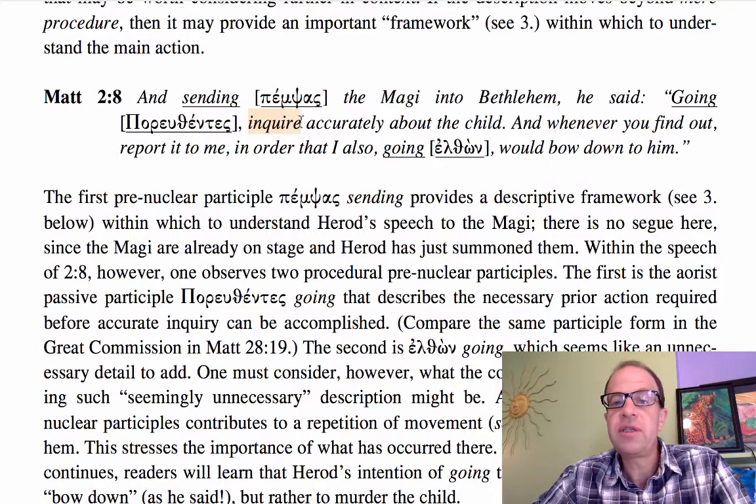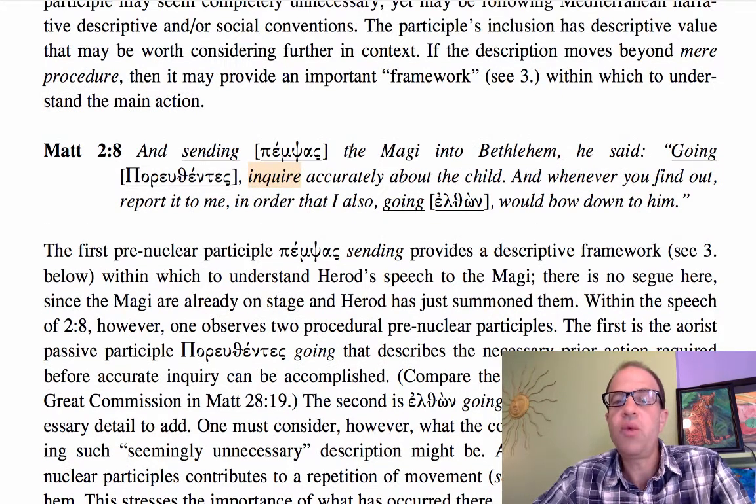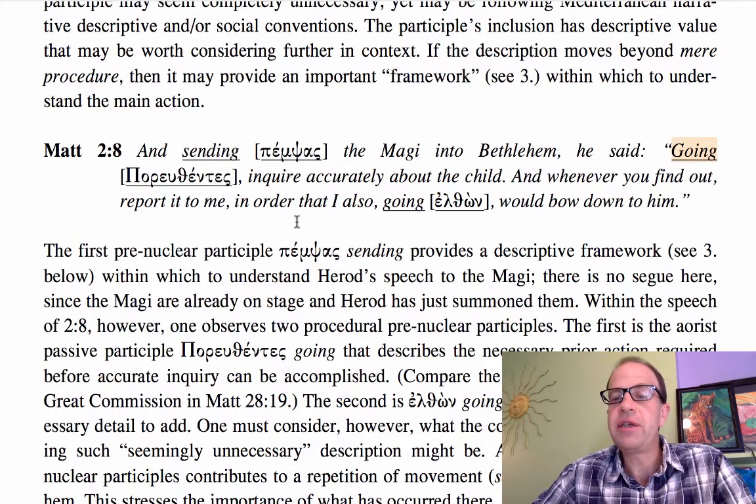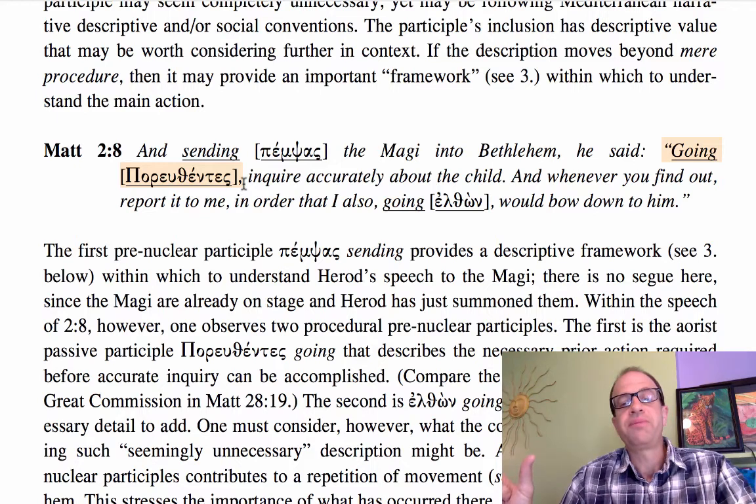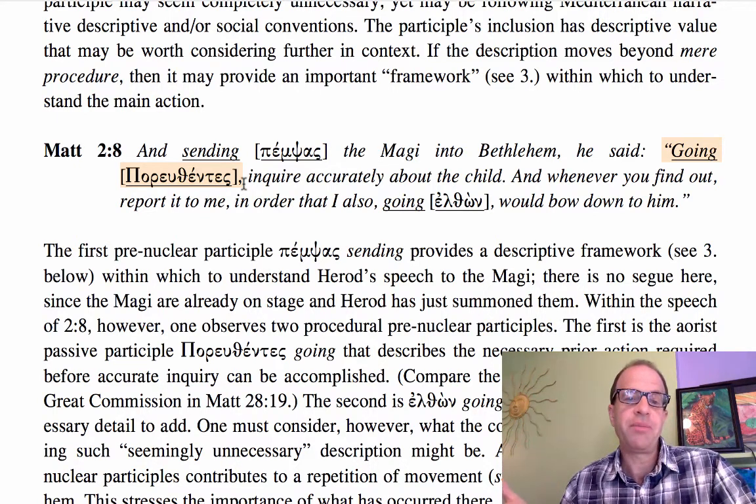So really, this is Herod, and he wants to inquire about the child. That's the main idea. And yet we get this participle, which means going. It really doesn't seem necessary. He could have just said, "Hey, inquire accurately about the child." Instead, he adds a procedural participle at the front that is pre-nuclear and describes a prior logical necessary step.